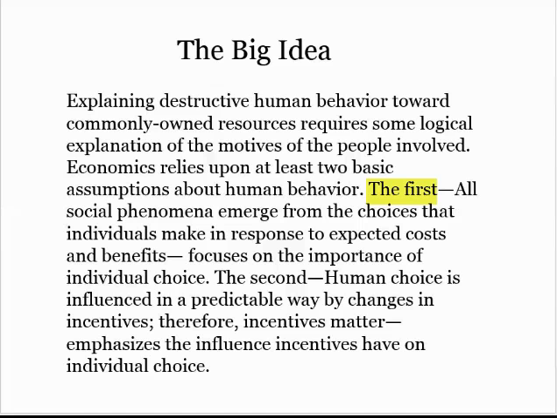The first, that all social phenomena emerge from choices that individuals make in response to expected costs and benefits, and focuses on the importance of individual choice. The second one is that human choice is influenced in a predictable way, not perfectly predictable, but a fairly predictable way by changes in incentives. Therefore, incentives matter, and emphasizes the influence that incentives have on individual choice.